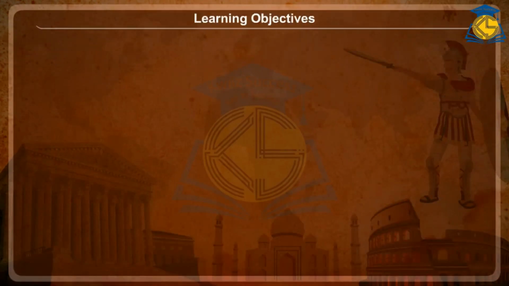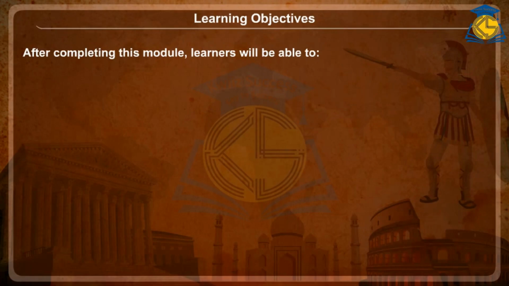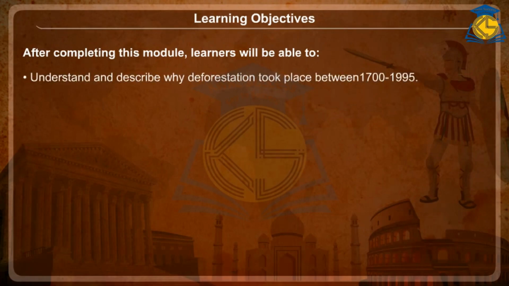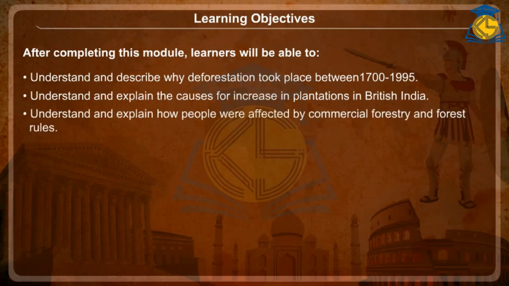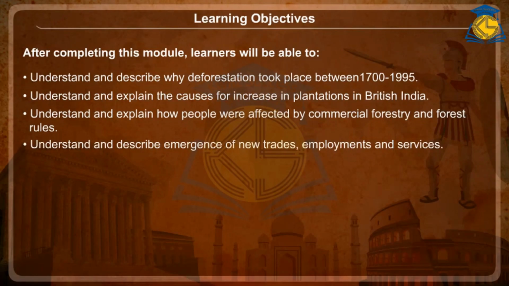Learning Objectives. After completing this module, learners will be able to understand and describe why deforestation took place between 1700 to 1995. Understand and explain the causes for increase in plantations in British India. Understand and explain how people were affected by commercial forestry and forest rules. Understand and describe emergence of new trades, employments and services.